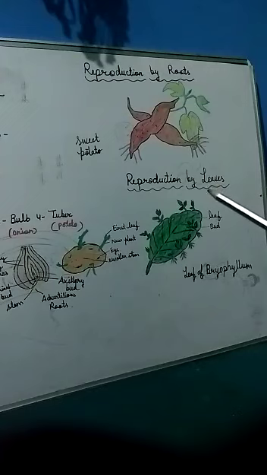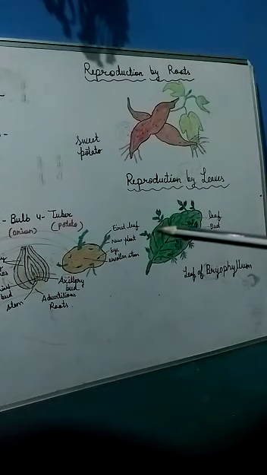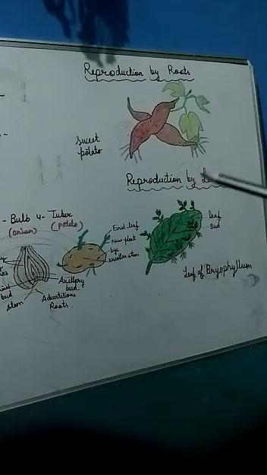Now the next one is reproduction by leaves. Some plants reproduce themselves from leaves. The leaves of some plants develop buds on them, and such leaves having buds can be used as structures of vegetative reproduction in plants. Bryophyllum is one example of reproduction by leaves. Here you can see the leaf of the bryophyllum plant, and the leaves develop some buds in their margin.